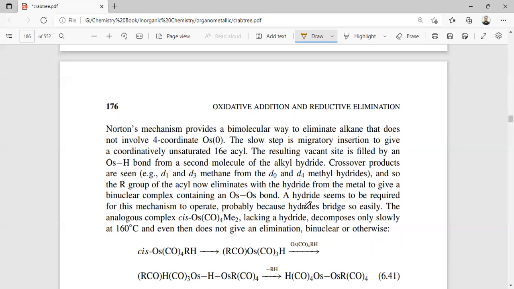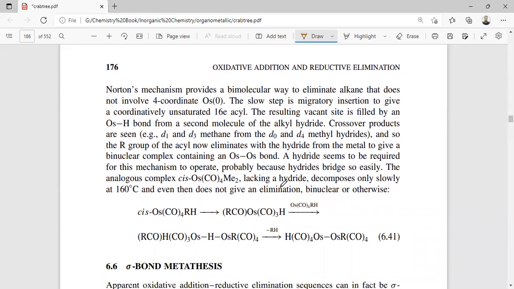This is probably because the hydride bridges so easily. The analogous alkyl complex lacking a hydride does not give an elimination by this or any other route.